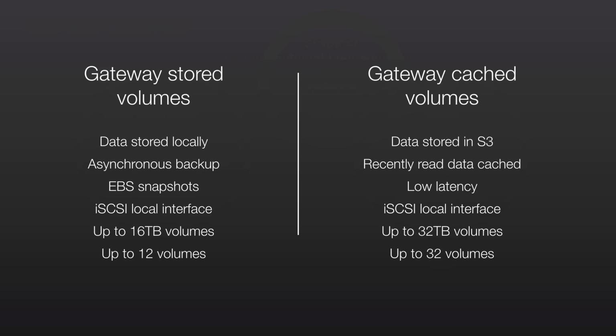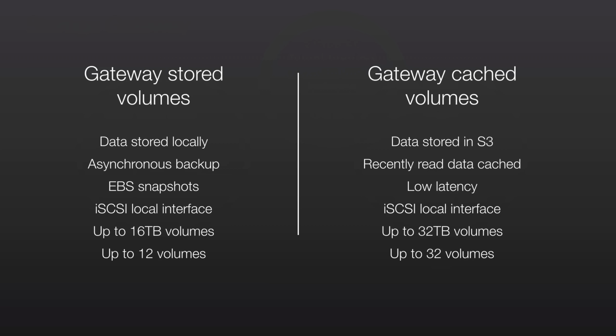Gateway stored volumes. These are where data is principally stored locally on the storage gateway or on storage infrastructure attached to the storage gateway. They're asynchronously replicated, backed up to the AWS Cloud in the form of EBS snapshots. They provide an iSCSI local interface. You can have up to 16 terabyte volumes and you can have up to 12 volumes.